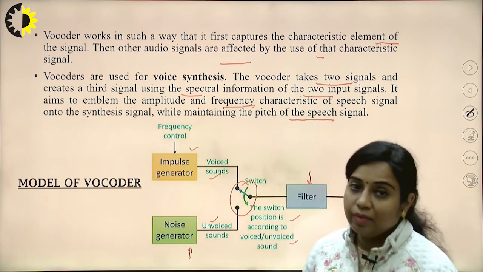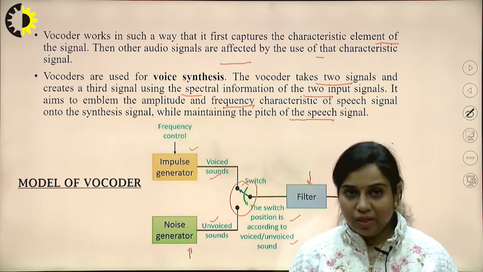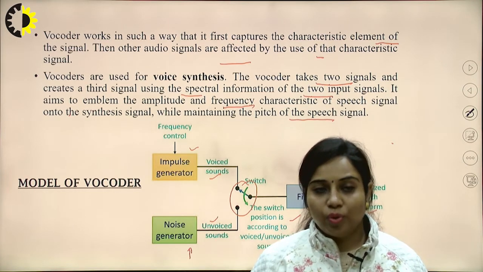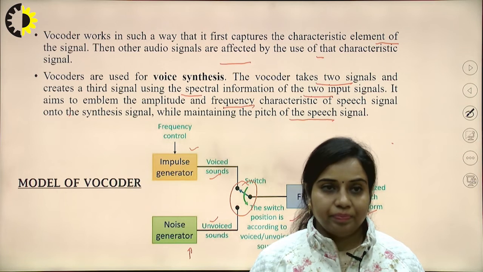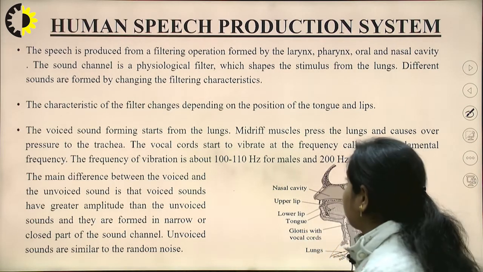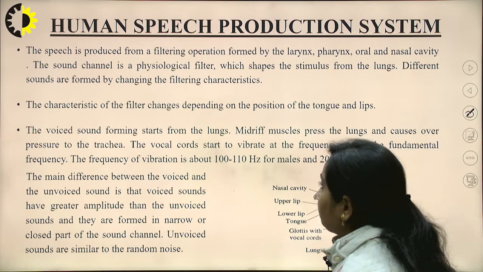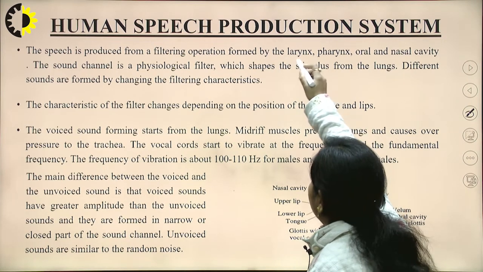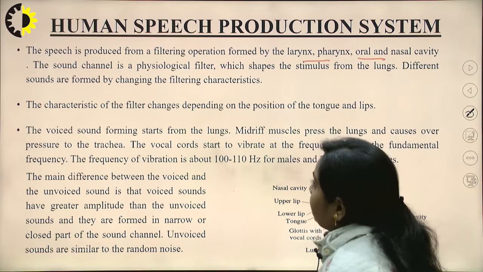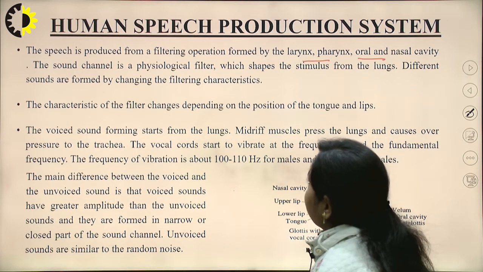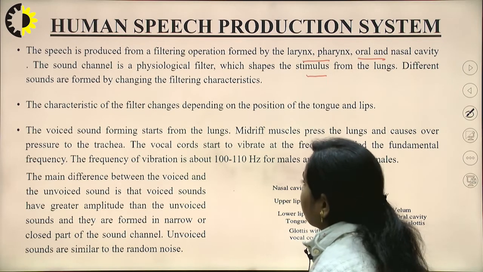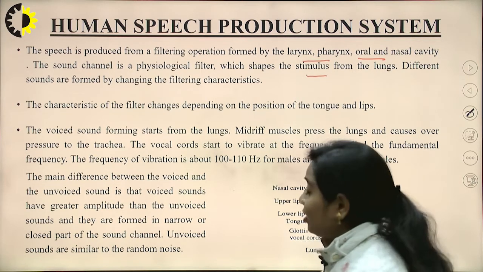So these are some of the parameters related to the speech signal that are used to make a vocoder, a voice coding system. Now next is the human speech production system. Speech is produced from a filtering operation formed by the larynx, pharynx, oral and nasal cavity. The sound channel is a physiological filter which shapes the stimulus from the lungs. Different forms of sounds are produced by changing the filtering characteristics.